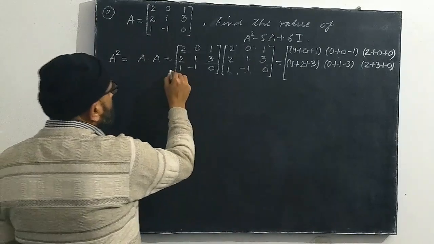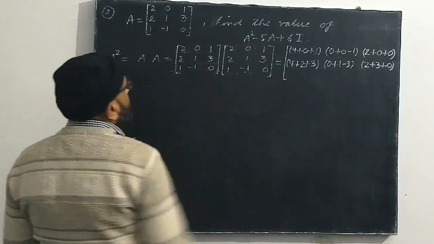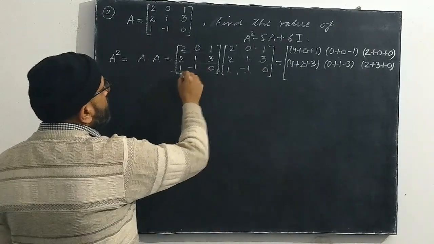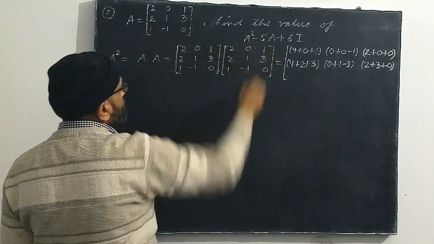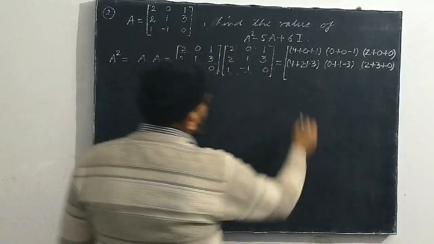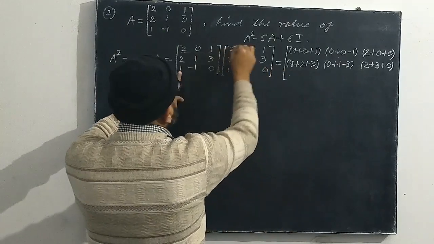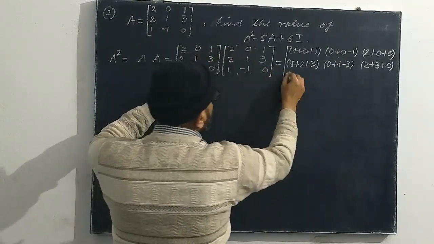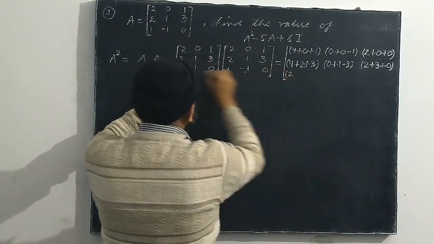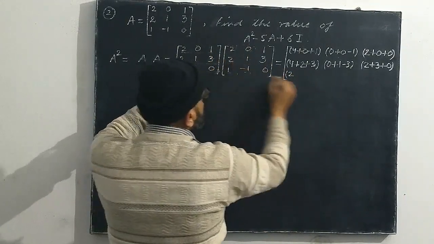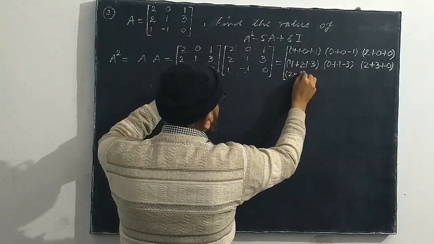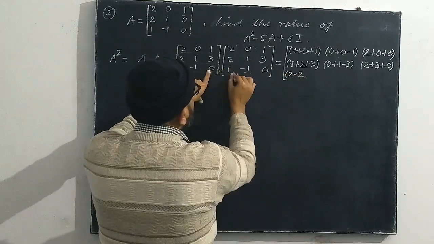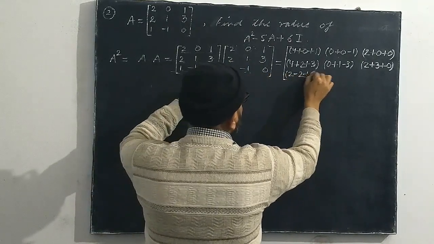Now we come to row 3. Again in the same way, row 3 will multiply column 1, column 2, column 3 one by one. So first element to first element, row 3, column 1. First element will multiply first element, 1 2s are 2. Second element will multiply second element, minus 1 into minus 2 is minus 2, and third element will multiply third element, 0 into 1 is 0.